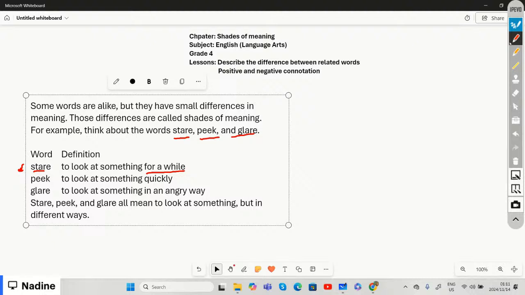The next one is peek. And peek is to look at something quickly. And the next one is glare. And glare is to look at something in an angry way.